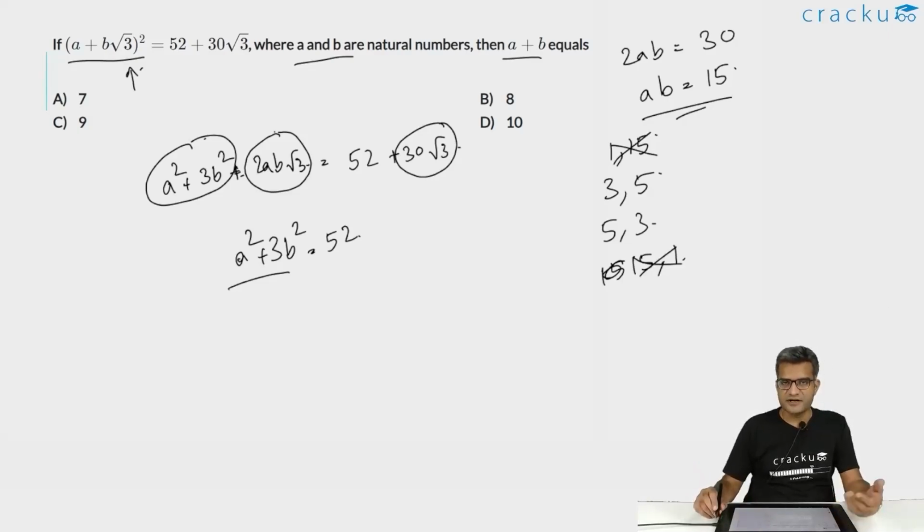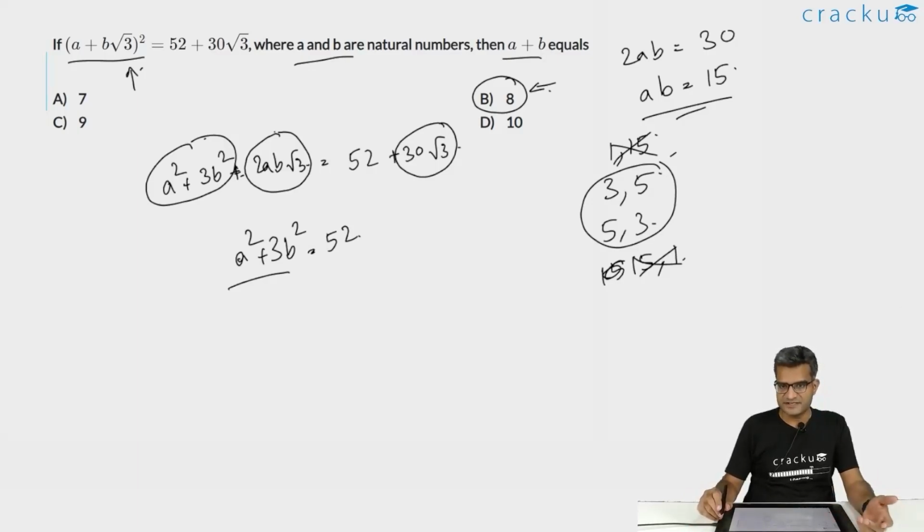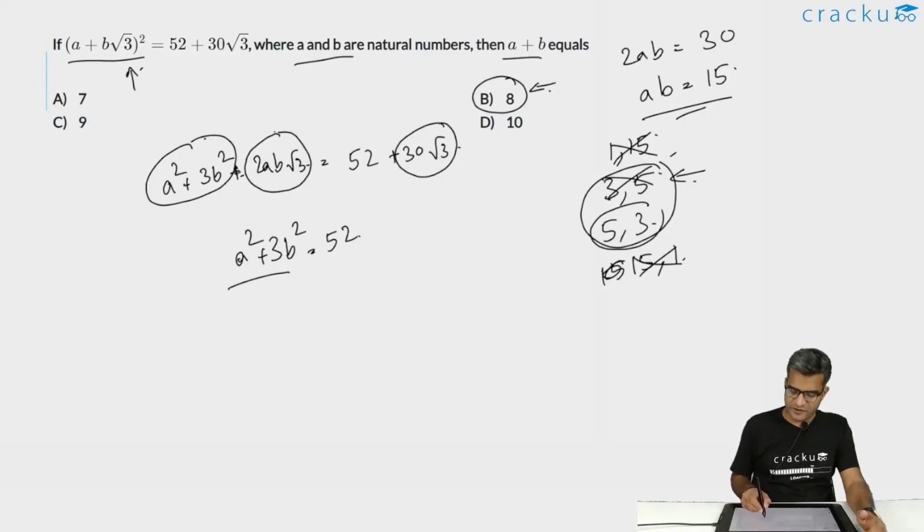And because you are asked to calculate the value of A plus B, it has to be one of these two. So you can immediately mark the answer as option B, which is 8. And you can even try to figure out which of the two options it actually is. You will figure out that if B square is 25, that is if the value of B is 5, then 3B square will be 75, which is greater than 52, so it won't even be this. So it has to be only 5 comma 3.